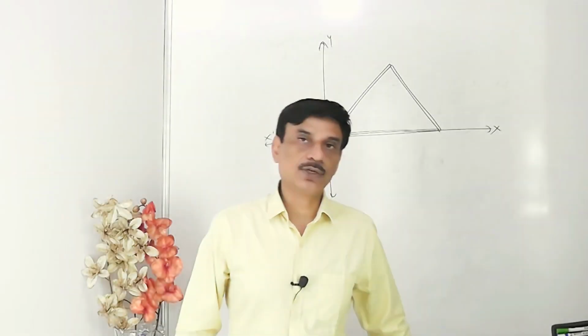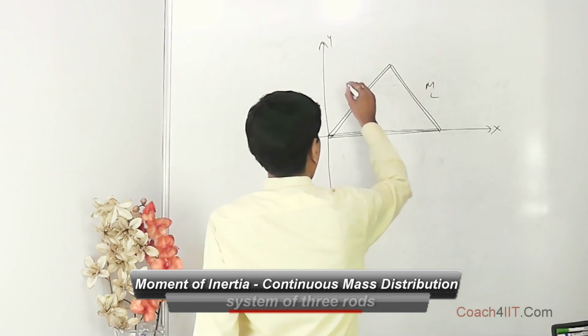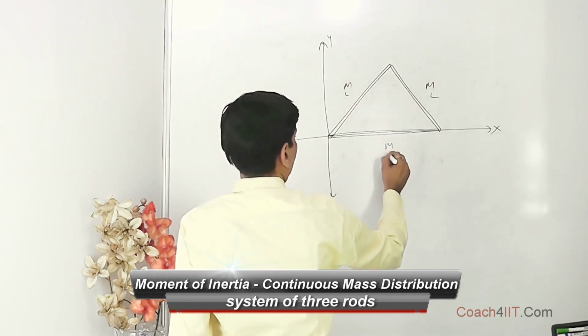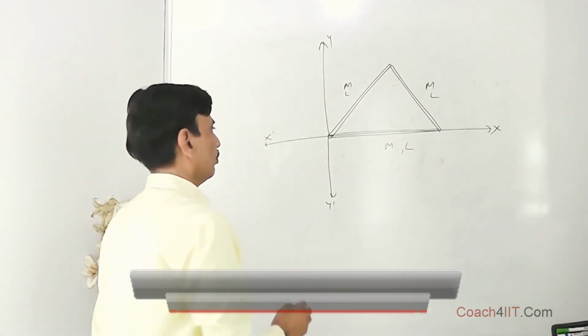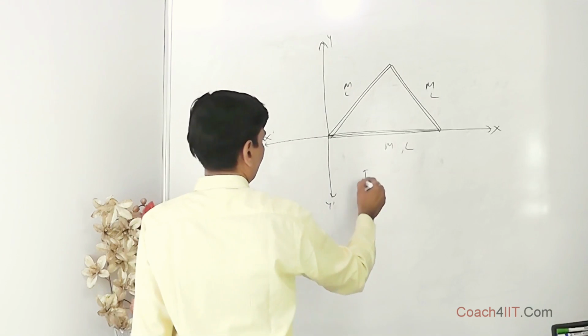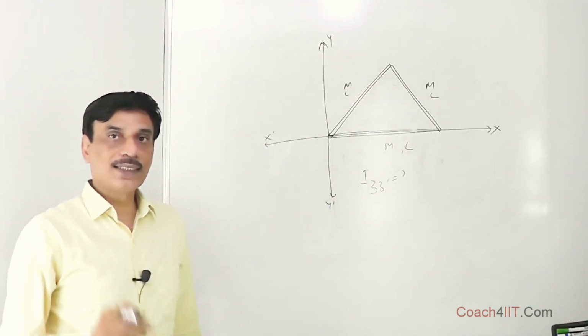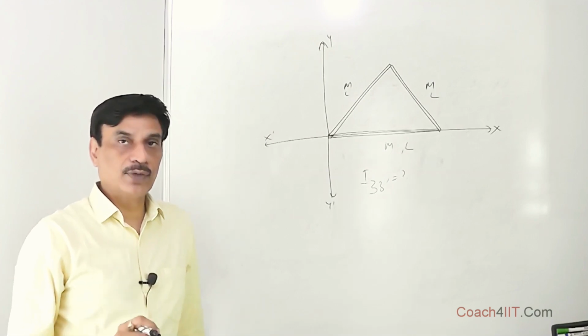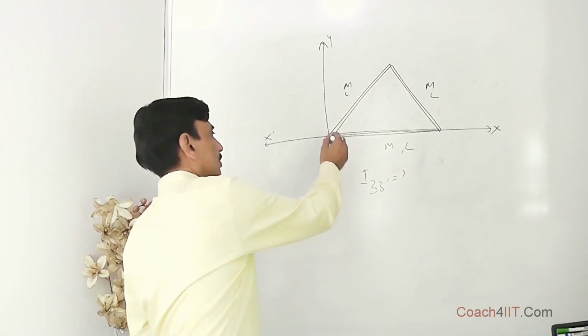We have a system of three thin rods, each having mass m and length l. Obviously they make an equilateral triangle. We are supposed to find the moment of inertia of these three rods about the axis ZZ dash. Let's see how we can find the moment of inertia of these three rods about this axis.